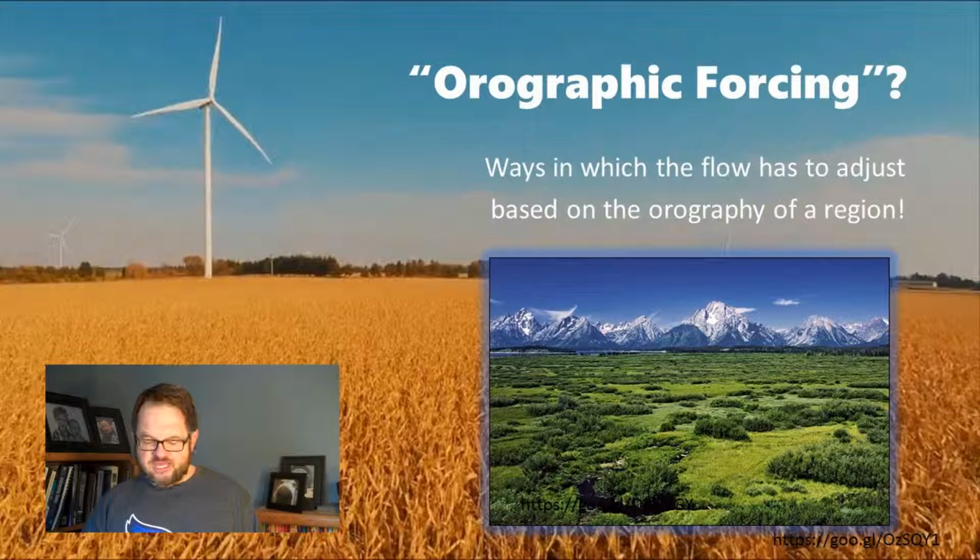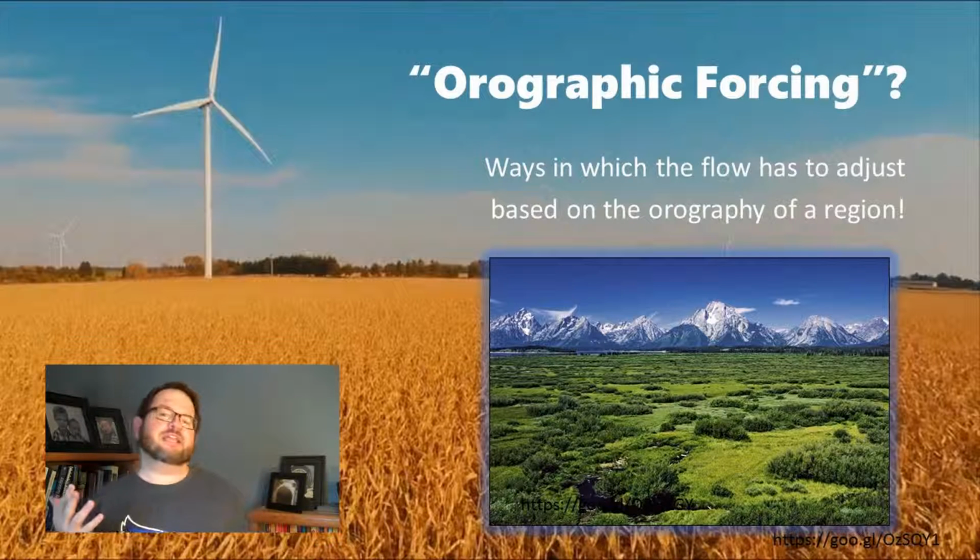These things are going to be affecting the flow because the flow can't go through these things. I mean, the ways in which the flow is going to have to adjust based on the terrain, the orography of a region, can be extremely important, both from a meteorology point of view and from an energy point of view, and can be extremely difficult to explain.